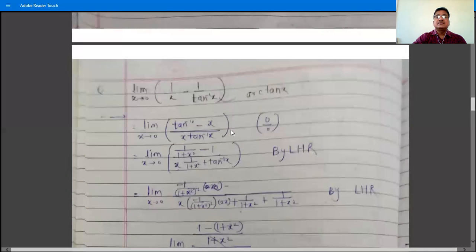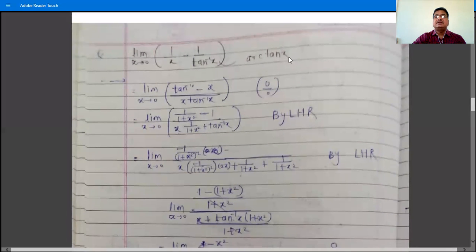Next problem is limit x tends to 0, 1 by x minus 1 by tan inverse x. It is not the type of f(x) raised to g(x). Tan inverse x has another notation, arc tan x. Arc tan x means tan inverse x, arc sin x means sin inverse x, and arc cos x means cos inverse x.